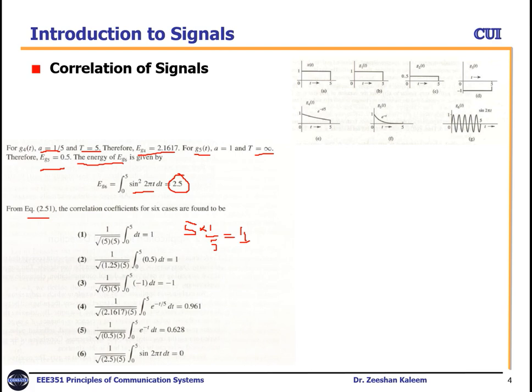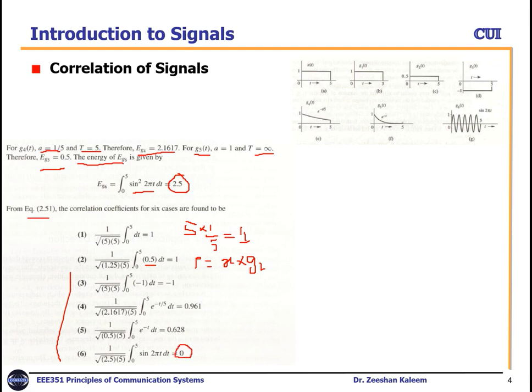Similarly, for the correlation coefficient rho of x2 and g2, this is the correlation. For the energy of g2 we have 1.25, and the energy of the first one, x, is 5. So the result is 0.5, then 0.51. Similarly for the other signal, because there are 6, the last term is a sine, so sine 2 pi t, you need to integrate, and finally you will get 0.